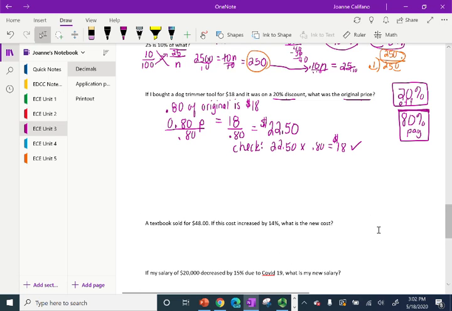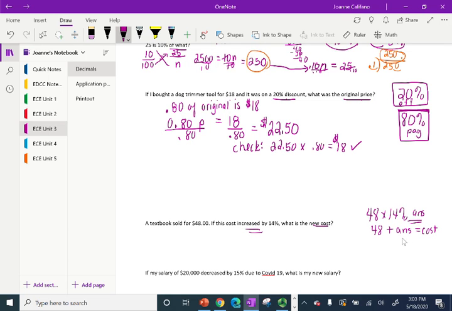All right, let's look at a textbook selling for $48. If this cost is increased by 14%, what is the new cost? Now, you could take the $48, multiply it by 14%, get my answer, and that would be the increase amount, but the new cost would be that $48 plus my answer. Okay, now that's two steps right there. What I want to show you is a one-step way to do this.